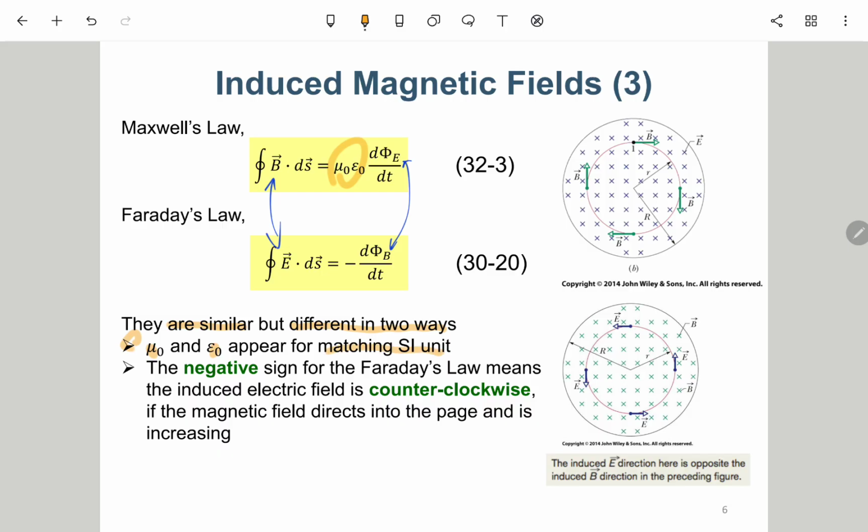This is to match the SI unit, and of course it has even more meaning later on. This one actually relates to the speed of light. C equals 1 over the square root of mu naught epsilon naught. The speed of light is 3 times 10 to the 8th, or more precisely 299.8 something million, meters per second.